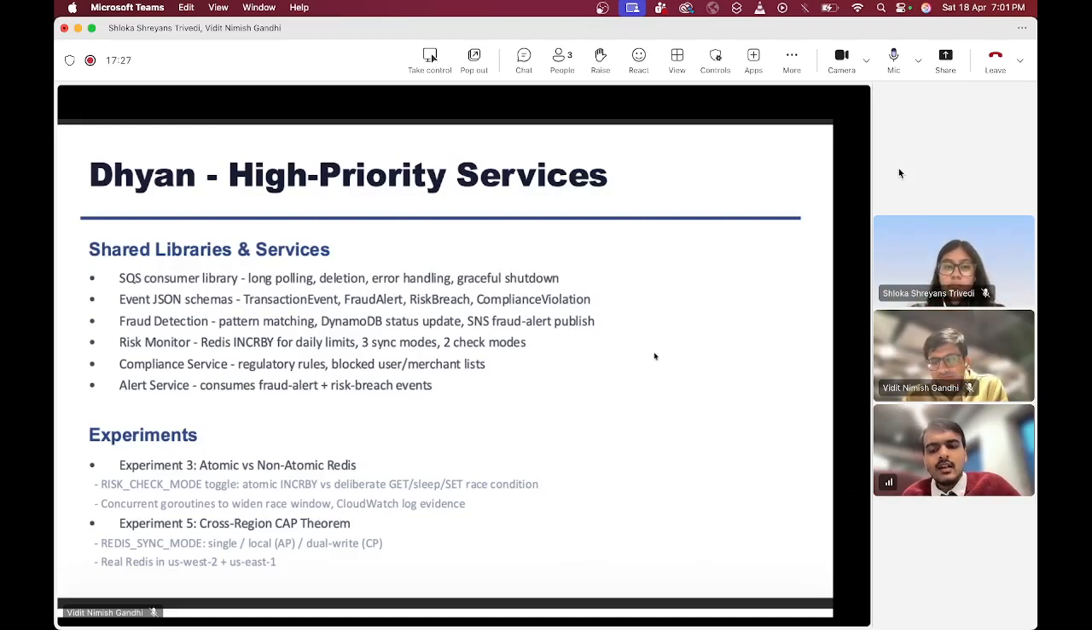The alert service sits at the end of the alert pipeline. It subscribes to both the fraud alert and risk breach SNS topics through its own queue and simulates sending a notification when critical events are detected.